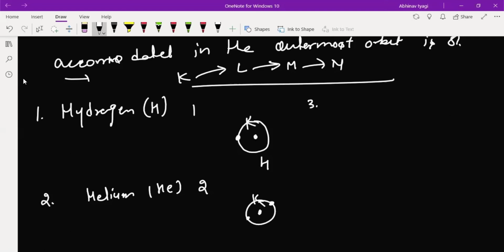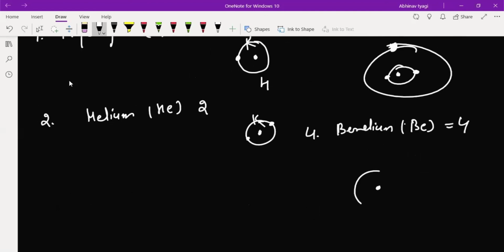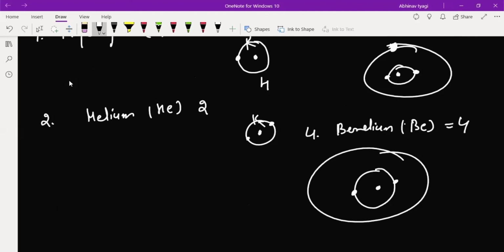Then lithium. Dear students, the lithium symbol is Li, and it has 3 electrons. So the center part is the nucleus. The K shell has 2 electrons, and the L shell has 1 electron. In this way, we can draw many schematic diagrams, like beryllium, which has the symbol Be and atomic number 4. The center part will be the nucleus, the K shell will contain 2 electrons, then the L shell will contain the remaining 2 electrons.